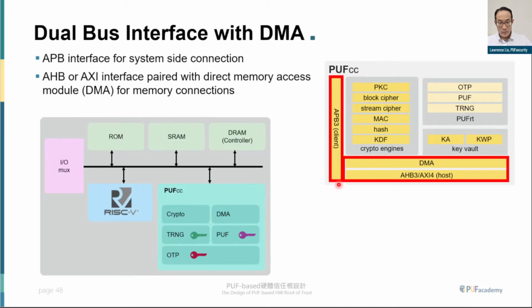PUFcc has a dual bus interface here, APB and then an AHB or AXI, along with a direct memory access. The APB is for connecting to the system bus to receive requests and send results out. The AHB or AXI interface is paired with the direct memory access module for fast access to system connected memories such as an SRAM or DRAM.